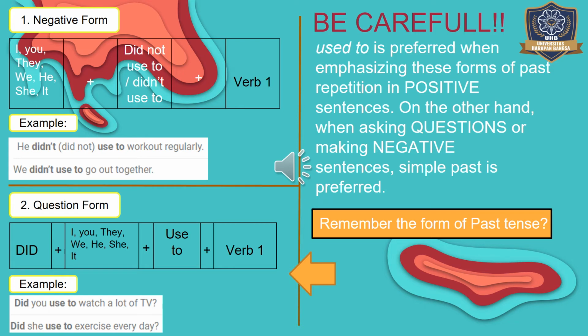The second example: did she use to exercise every day? The subject here is she. There is no difference. We still start the question form sentence with did. After the subject, follow with use to, and the verb 1 here is exercise.